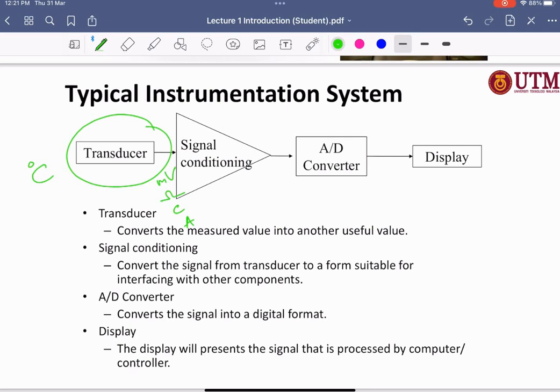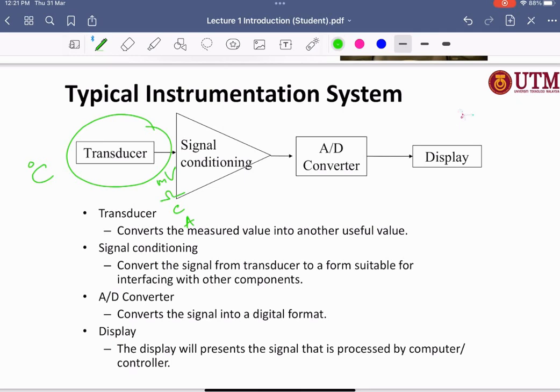Then you cannot use the sensor by itself, because the value from the sensor is very, very small. So you need signal conditioning, maybe to amplify it to become a voltage, or to convert another parameter like ohm into voltage and so on. Some instrumentation displays in digital or analog form. If you want to display in digital, you need an analog to digital converter.